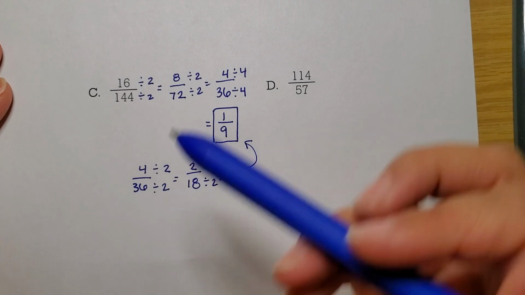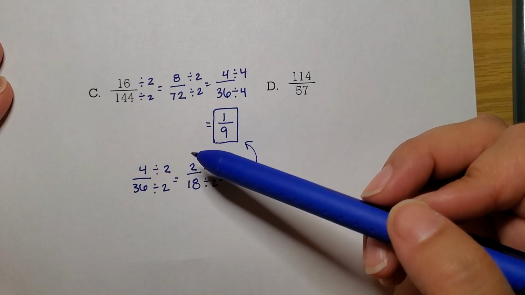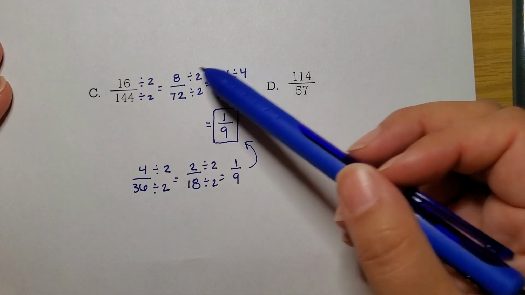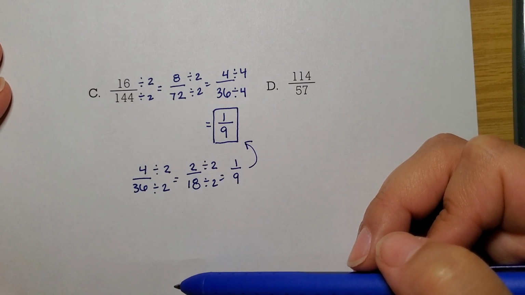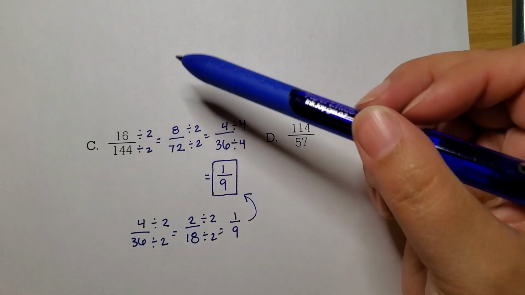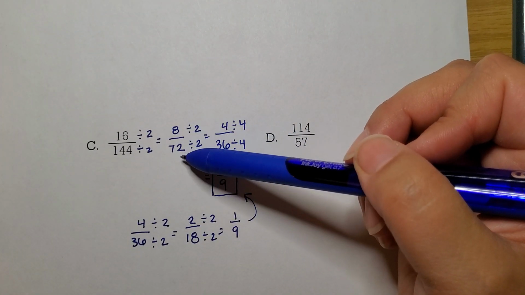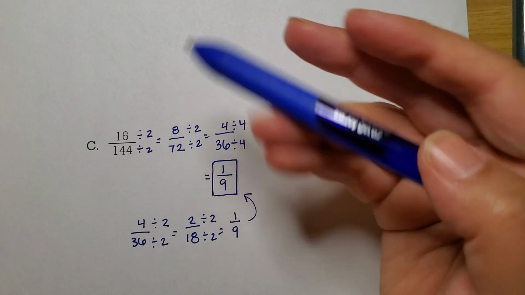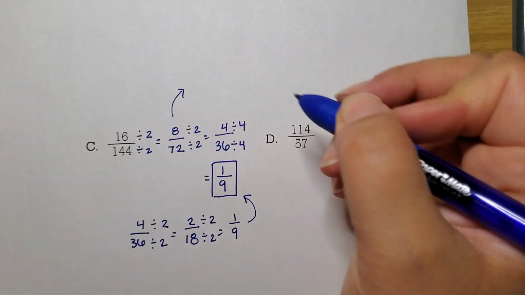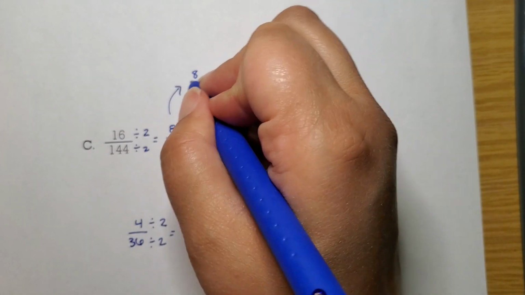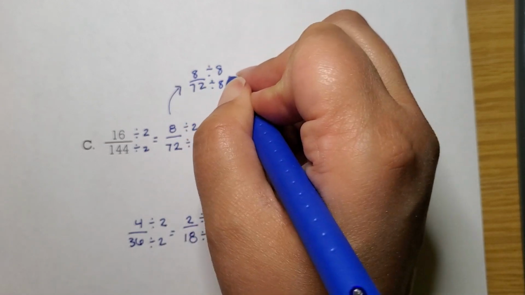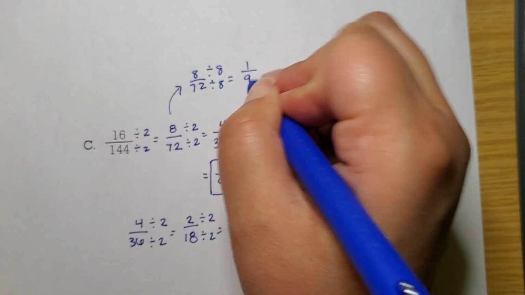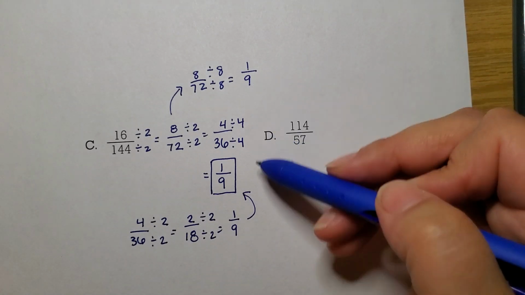So if you look at these numbers and you identify a factor that's going to go into both top and bottom, you can go ahead and divide by that. So for example, looking at 8 over 72, I know 8 goes into 72. That's part of the 8 times tables. So instead of dividing by 2, I could have just divided by 8 right here and made my work shorter to get 1/9, which again is what we got.